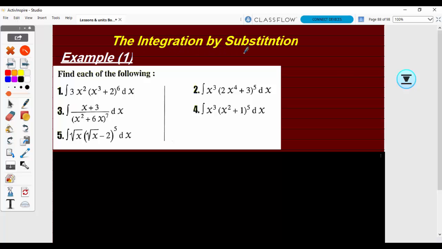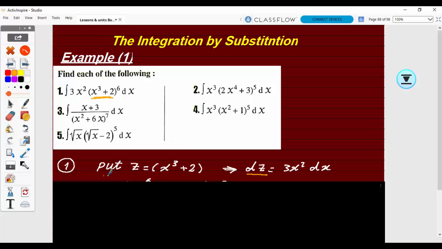Integration by substitution. Example 1. Find each of the following. The integral of 3x squared multiplied by (x^3 + 2)^6 dx. Let x^3 + 2 equal z. So we put z equals x^3 + 2 and then take the first derivative, so we have dz equals 3x squared dx.